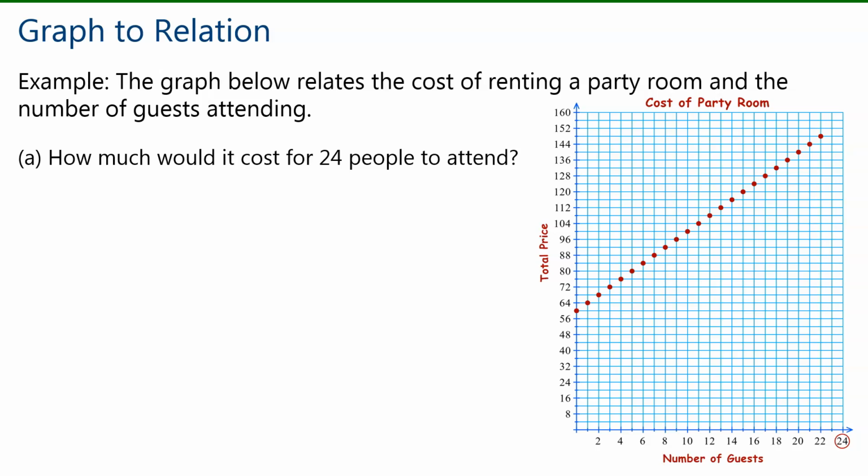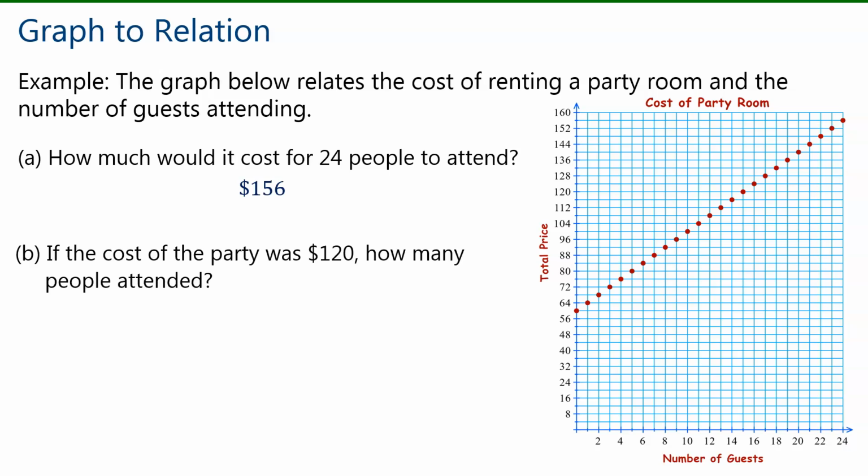If I look at every 2 points, I notice that they all have the pattern of going over 1 block to the right and 1 block up. So if I continue that pattern, I get these 2 dots here. So that means for 24 people to attend, I can go straight up to the point and then straight over to the total price. Now we already determined that the scale was 4, so that means that that corresponds to $156.